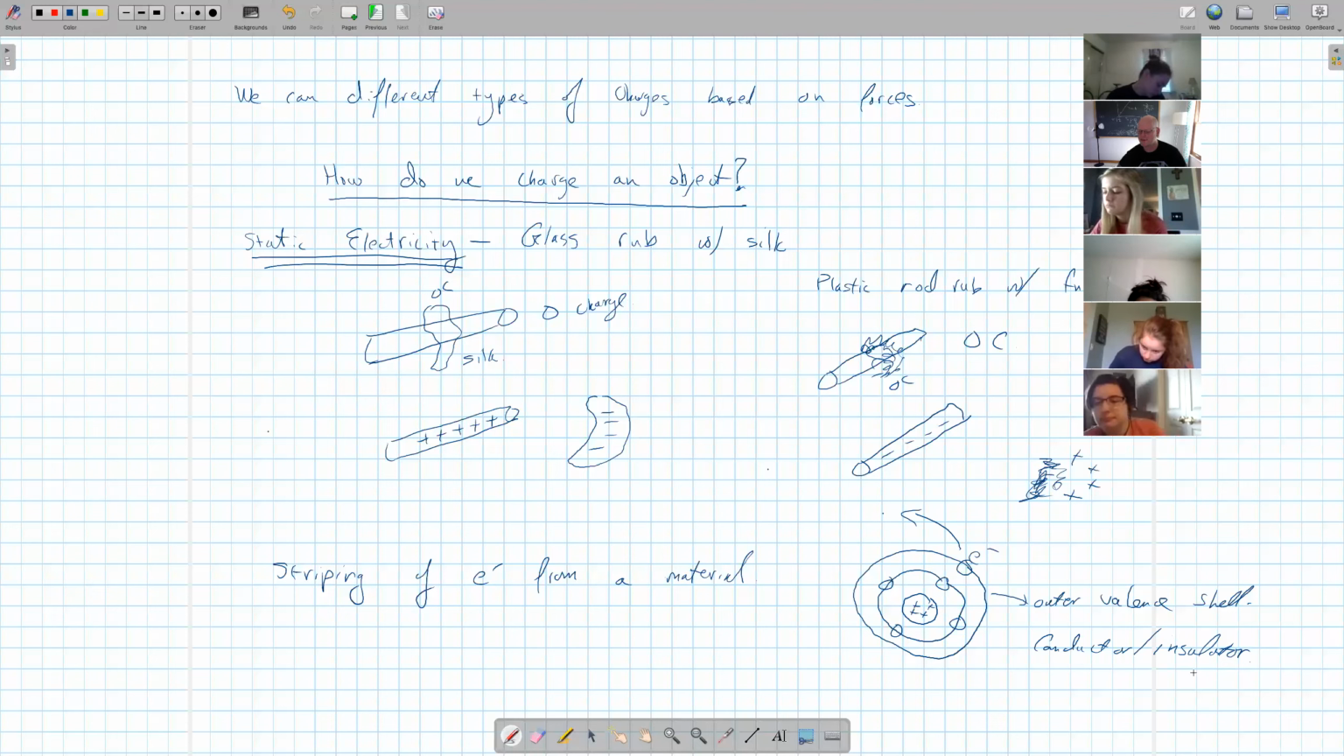We'll talk more about these, but insulators have very tightly bound electrons, which doesn't allow for these things to be stripped off very easily, where a conductor has very loosely bound electrons, which means they can be stripped off easily. So this is what static electricity comes from. This is one way we can actually charge an object. We can charge it via static electricity.